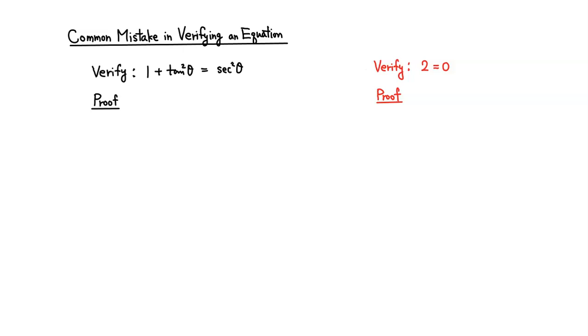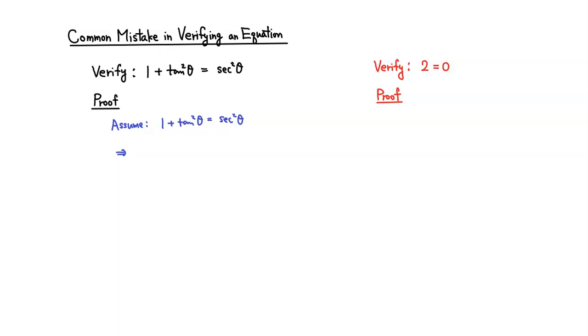So when you start out, you're going to actually assume the equation we're trying to verify. So we make an assumption that 1 plus tangent squared of theta is equal to secant squared of theta. Assuming what you're trying to prove doesn't sound very good. And then we do this. This implies that, so we're going to create a chain of implication to simplify both sides.